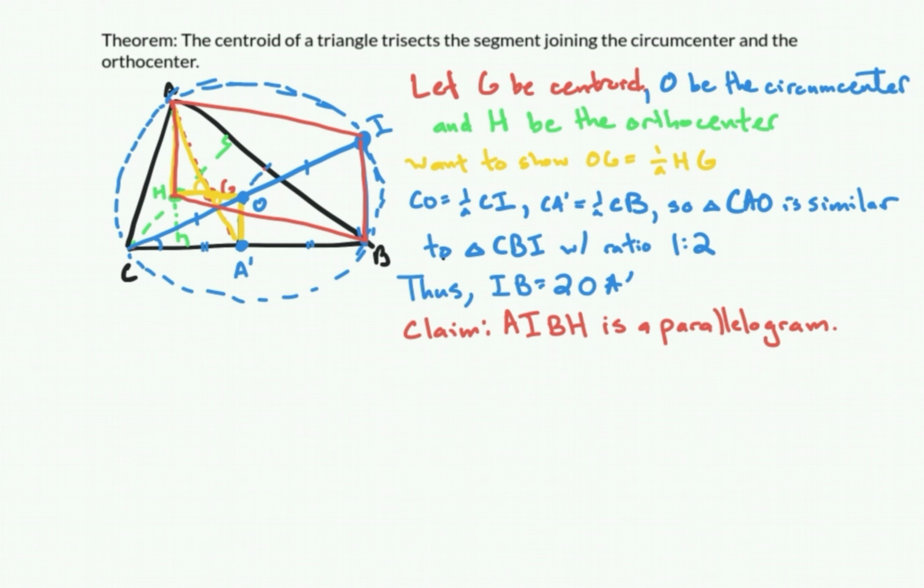Okay. Keep in mind what these are. A is a vertex of the triangle. H is the orthocenter, so it lies on an altitude from A down to here. B is a vertex of the triangle and lies on the circumcircle. I is a point on the circumcircle that is the extension from C through the centroid out to here. Okay. So why is that a parallelogram?